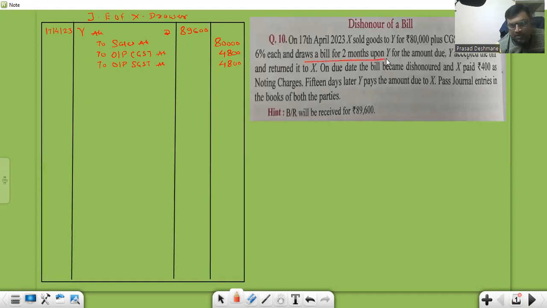Now, X draws a 2 months bill upon Y. Same date, X draws a bill on Y, Y accepted the bill and returned it to X. In the books of X, what comes in? BR comes in. Debit the receiver, credit the giver. Who's the giver? Y is the giver. 89,600. Acceptance received.